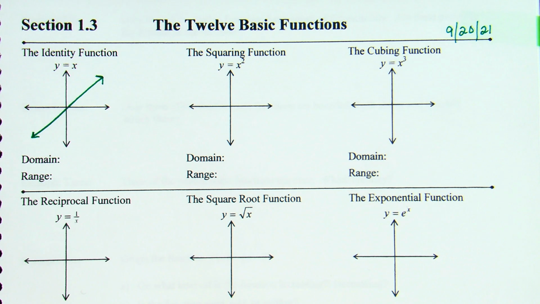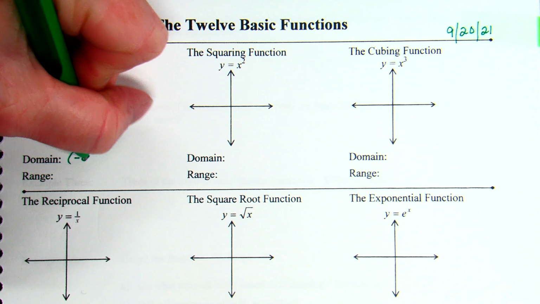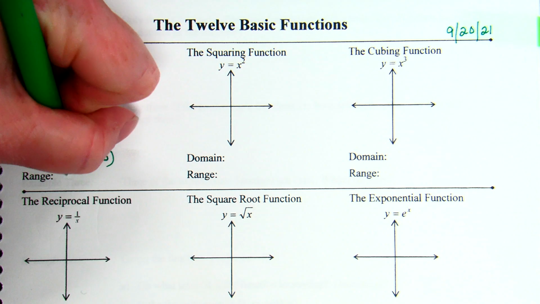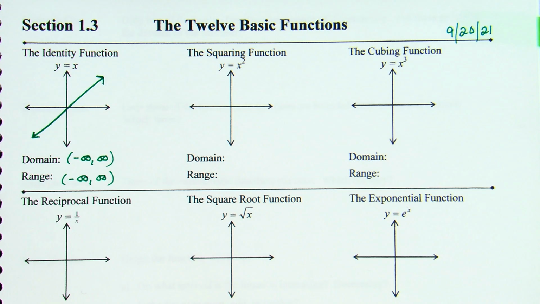Okay, thoughts on the domain. How far to the left does this graph go? How far right? Infinitely, right? I'm doing mine in interval notation today, so I'm going to write mine as negative infinity to positive infinity. Range. How far up and how far down does my graph go? Infinitely, right? So my range I'm going to write as negative infinity to positive infinity. So identity function. It's a line, but we call it the identity function.